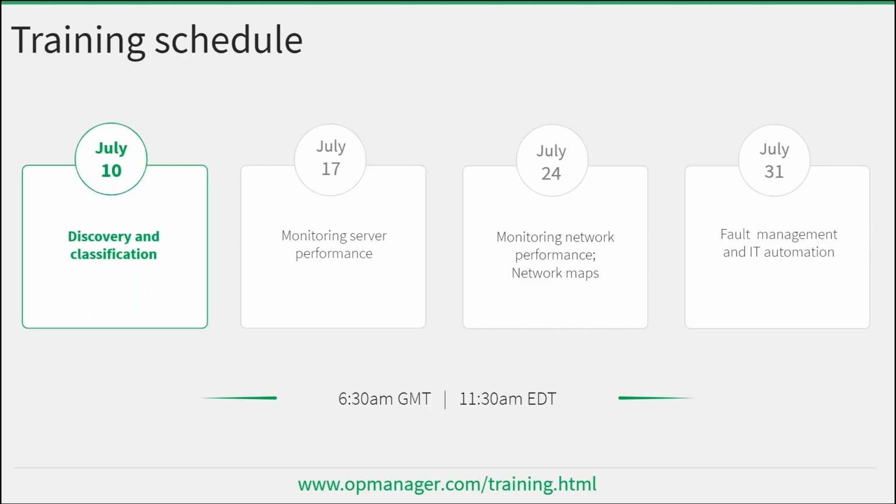As you all know, this is a 4-part training series, and today it's all about discovery and classification. This is about how we get the devices into the inventory, how we classify them, and start monitoring. Next week, on the 17th of July, we have monitoring server performance metrics, and on the 24th of July, network performance monitoring and network maps. The last part of this series is on the 31st of July, where we will cover fault management and IT automation.